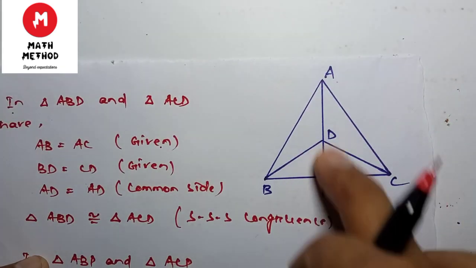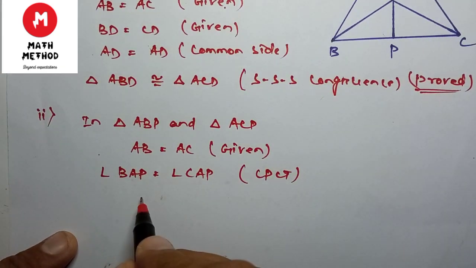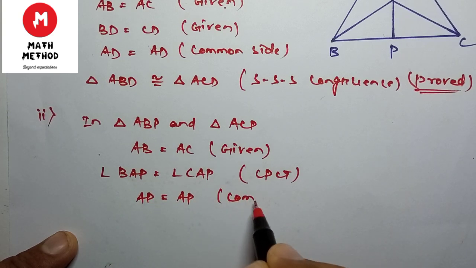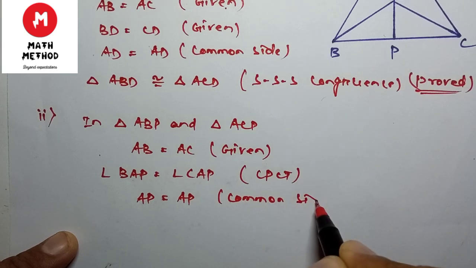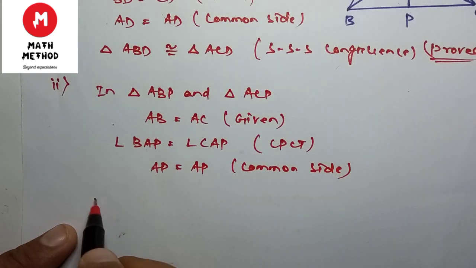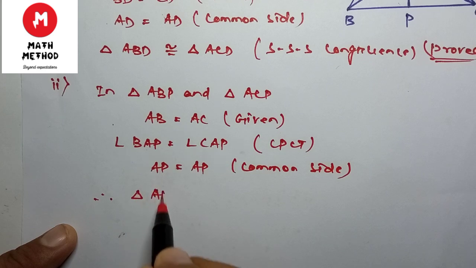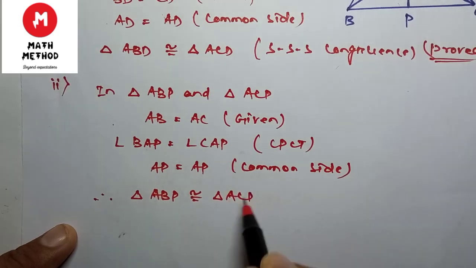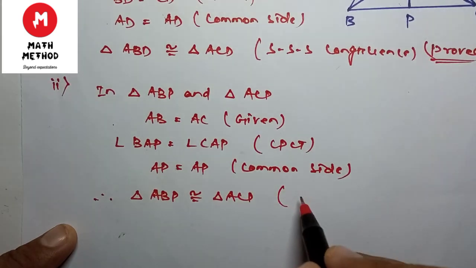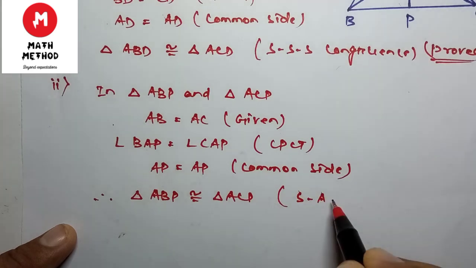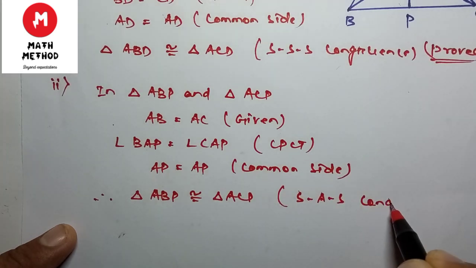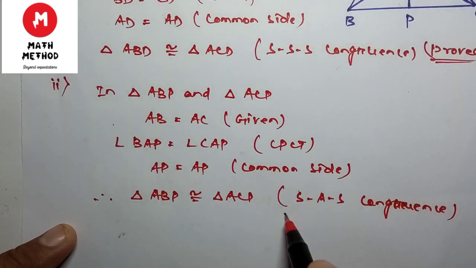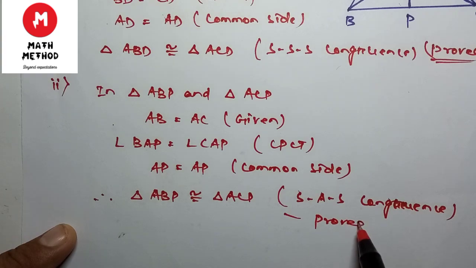And the third one is, here AP is our common side. So I will write like this, AP is equal to AP, that is the common side. So therefore triangle ABP is congruent with triangle ACP. This is by our SAS congruence rule. Proved. Part 2 is proved.